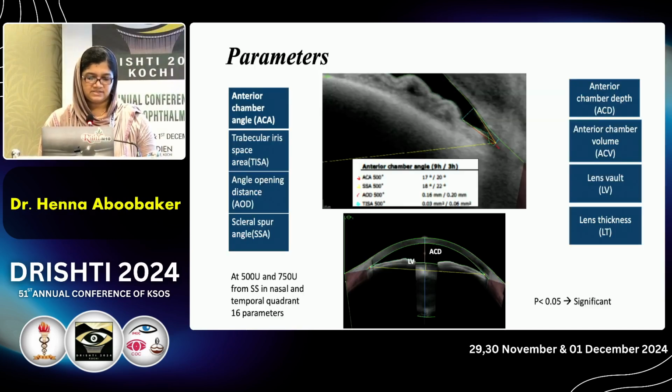The angle parameters taken were anterior chamber angle or ACA, trabecular iris space area or TISA, angle opening distance or AOD, and scleral spur angle or SSA. These were measured at 500 and 750 microns from the scleral spur in both the nasal and temporal quadrant, hence a total of 16 angle parameters. Besides this, anterior chamber and lens parameters were anterior chamber depth, volume, lens vault, and lens thickness.